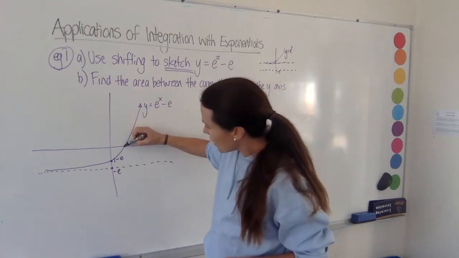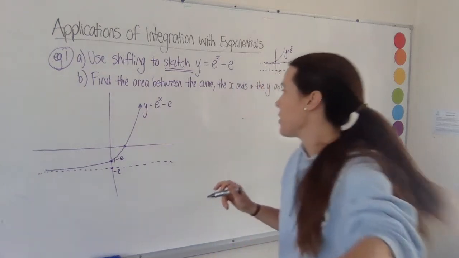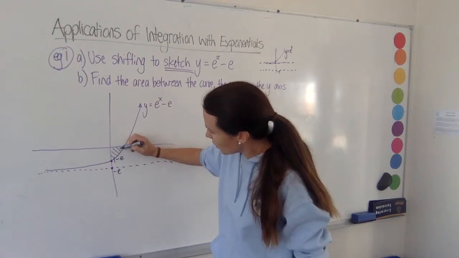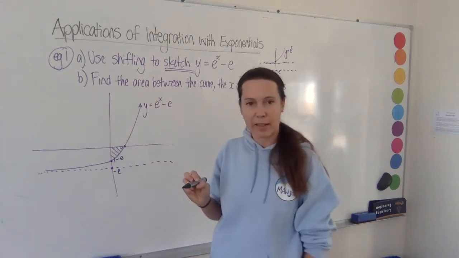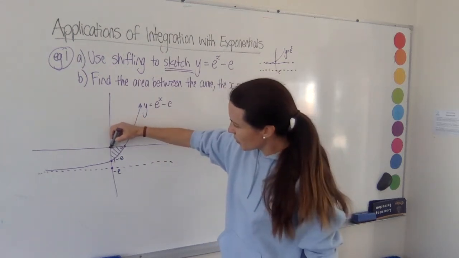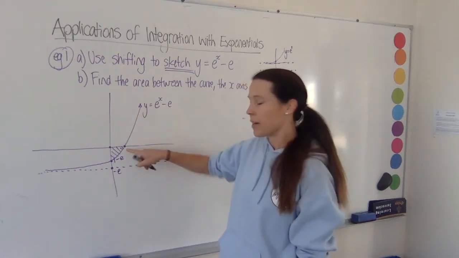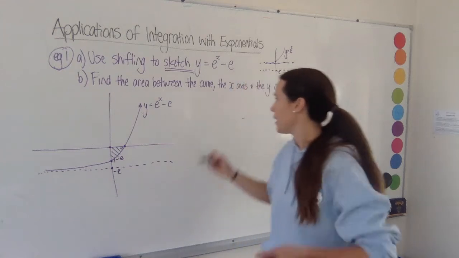This is a point that I need, because to find the area that sits between this curve and in here, I'm going to need to know what my upper and lower bounds are. Obviously my lower bound is going to be 0, but my upper bound is going to be this. So how do I find an x-intercept? I let y equal 0.